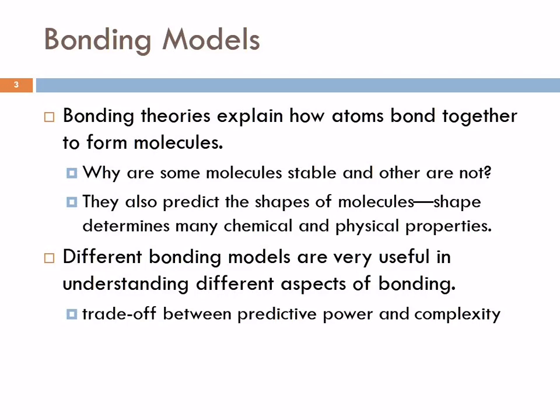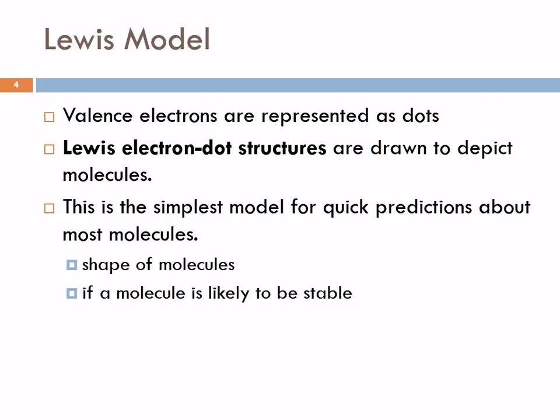The three models we're going to talk about are different in some important ways, but they're all useful in slightly different ways to look at different aspects of bonding. And there's a trade-off, of course, between predictive power and complexity. The more predictive power you have, the better it explains things, the more complex it is and the harder it is to understand. So we're going to start off with the simplest one, the Lewis model.